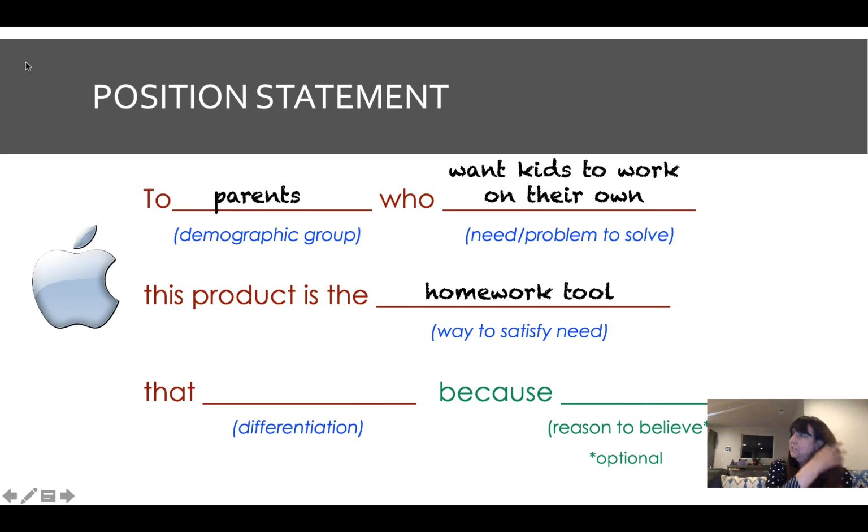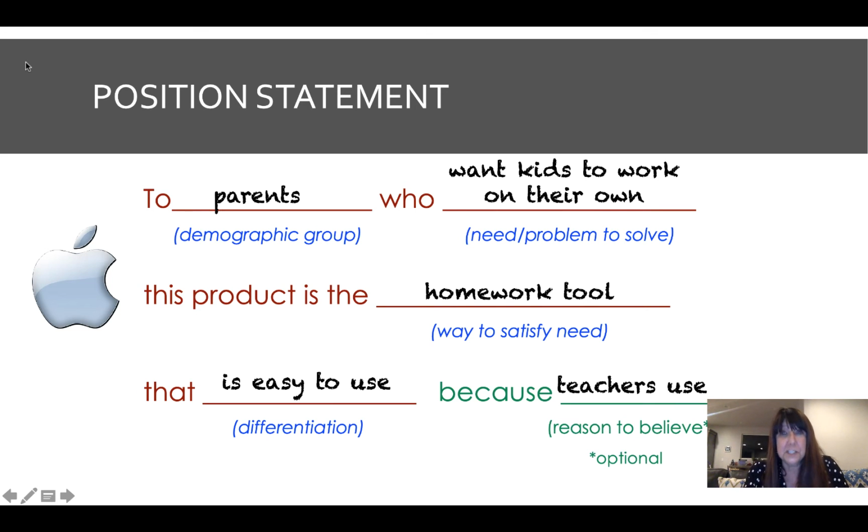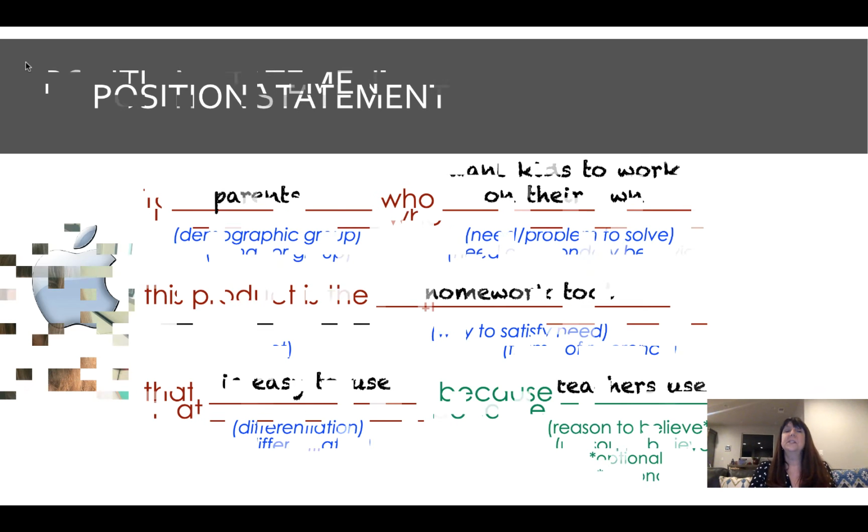This is where your kids are going to be during the pandemic, sitting around on their Zoom calls, trying to get their homework done. And you as a parent are like, you know what? I'm going to use the Apple. Why? Because it's easy to use. You don't have to teach these kids how to use this. And why don't you have to teach these kids how to use it? The reason to believe. Because their teachers use Macs or their schools use Macs. So you're not going to use a laptop or a Chromebook if everybody in the school system is using a Mac. So this is how you differ your position statements.